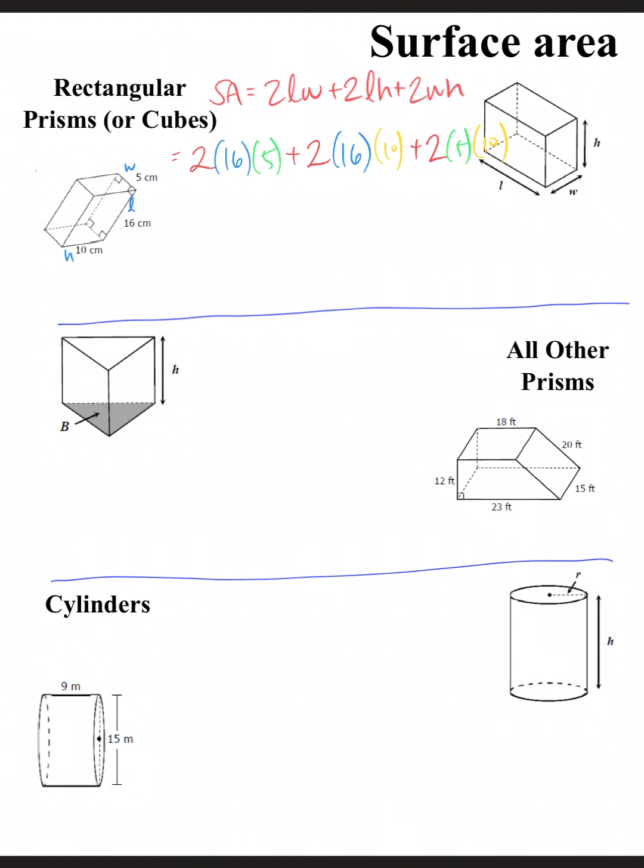When I do the calculations here, we end up getting 160 plus 320 plus 100, and that equals 580 centimeters squared. Since we are talking about areas, we are still talking about our measurements squared. All right, that is rectangular prisms or cubes: 2 times length times width plus 2 times length times height plus 2 times width times height, in case you forget.